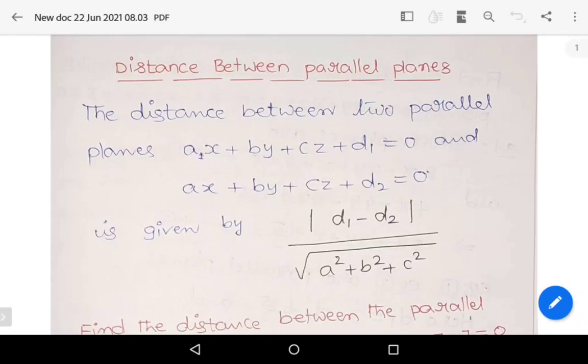In this video, we discuss three methods according to the plane chapter. Let us see the first method, distance between parallel planes.